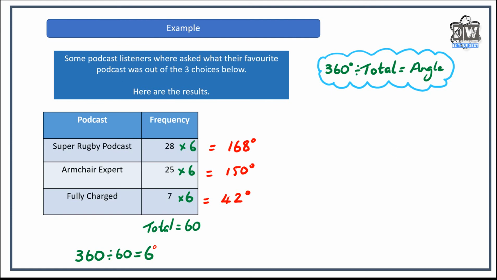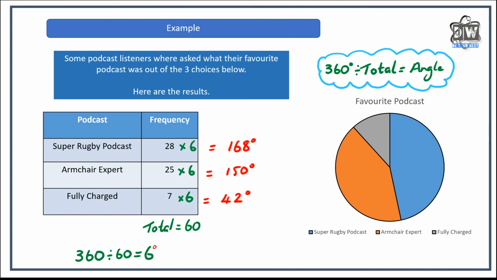So now the last step is we're going to draw out that pie chart. Now remember, if you haven't watched the video on how to draw out a pie chart using a protractor, then you need to go and watch that, or you need to give it a go without watching it. Here I've done it here, and the last thing is I would always write down what they are. I'm very simply going to start with a line and draw out 168 degrees, and so forth. You can see here also how I've put a key and labelled it up so it's clear, but you might just want to write Super Rugby Podcast, Armchair Expert, and Fully Charged also, just to make sure that it's really clear.